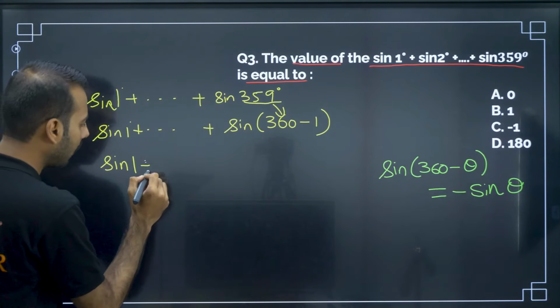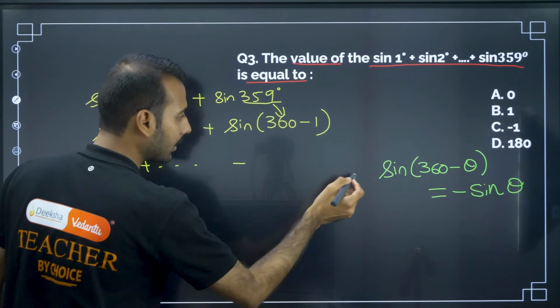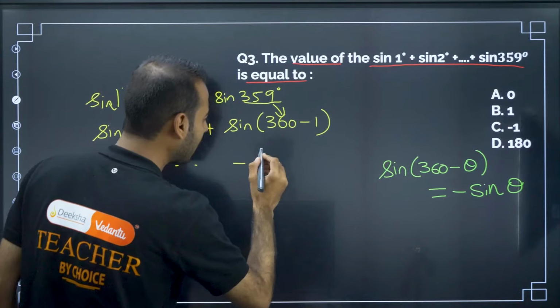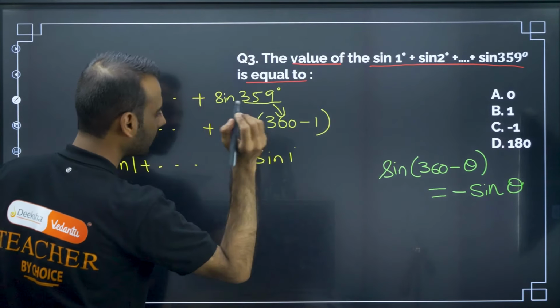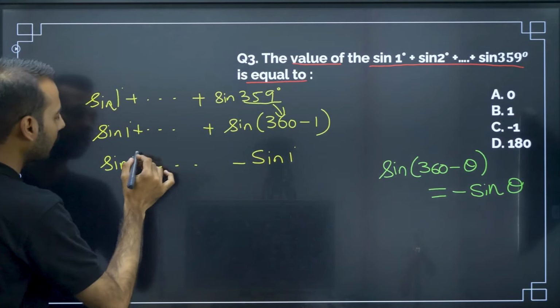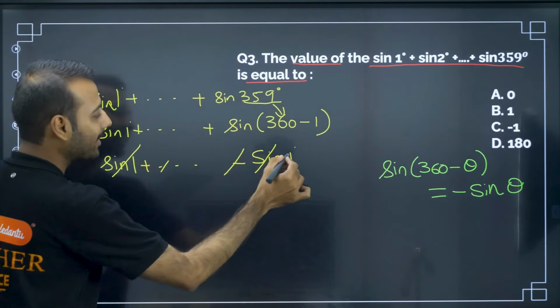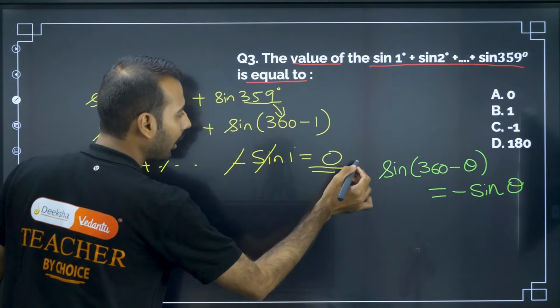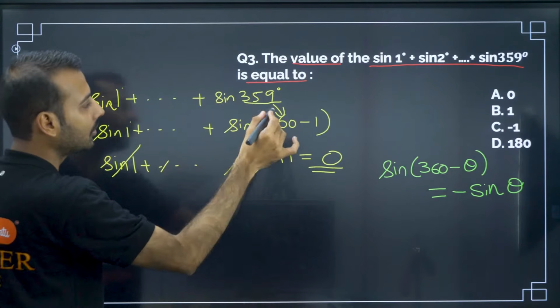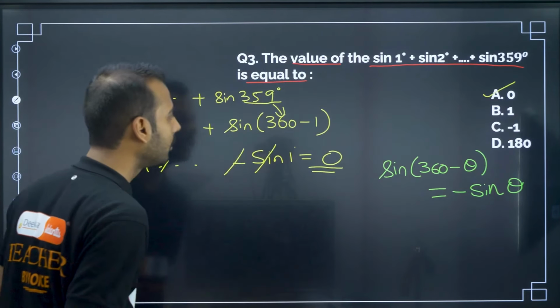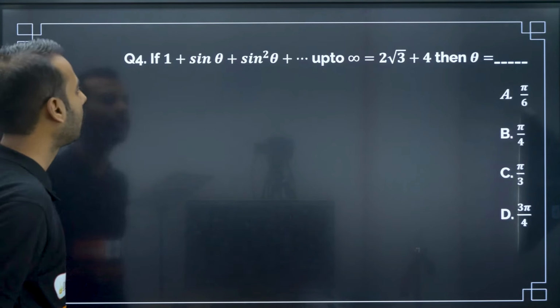Sine 1 plus and so on, and if you see here, sine 360 minus 1 gives minus sine 1. So sine 1 plus all this, plus 1, minus 1. In the same way the remaining terms also get cancelled, and at last we are left with 0. So the value of this is equal to 0. Moving on to the next question.